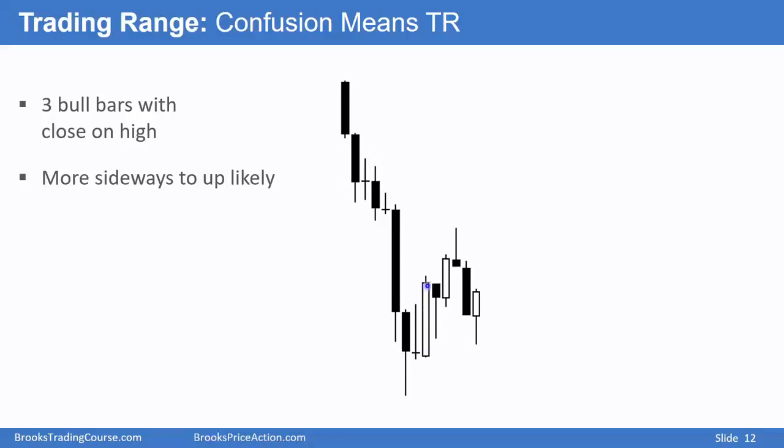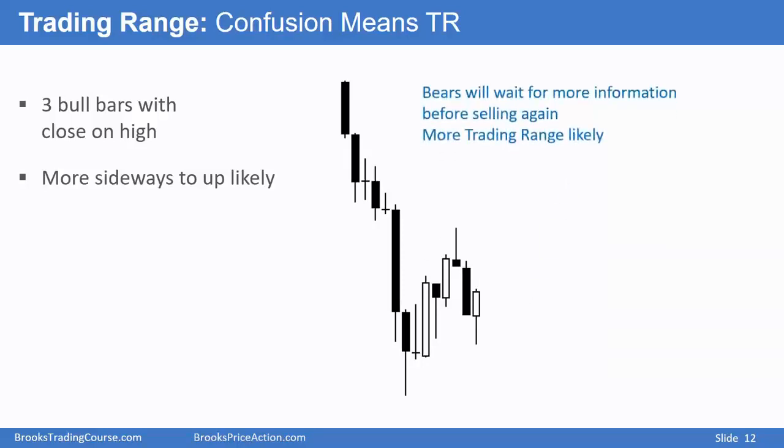Now we have 3 bull bars, 1, 2, 3, closing on their highs. Do you think this is a pullback and that the bear trend will resume down? Or are you saying that's a lot of buying pressure after a sell climax? Probably the market is more likely to go sideways or even up than it is to go down. Bears want more information before they'll sell again, and therefore the trading range will probably grow to more bars.